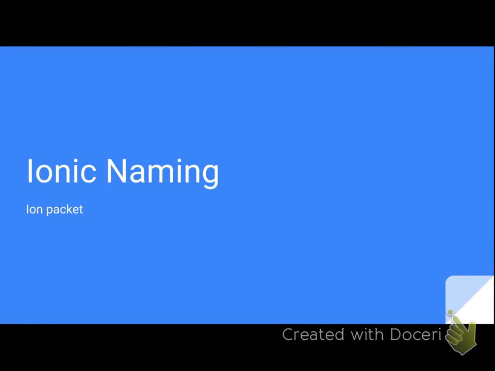This lecture is the first of a nomenclature unit. Nomenclature has to do with naming. So how do we name different compounds and how do we write their chemical symbols? The first one is ionic naming, and you are going to want to have your ion packet out for this. As you start doing more and more practice problems, you're going to get better and better with your ions. But just having your packet out will help you double check yourself.